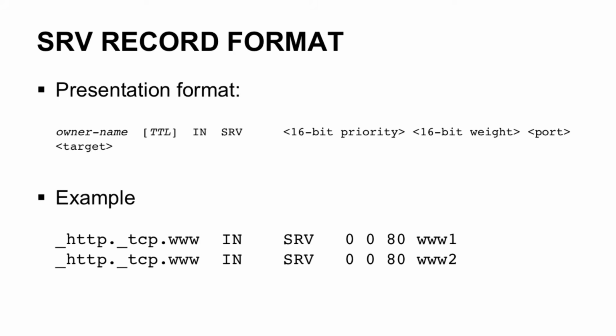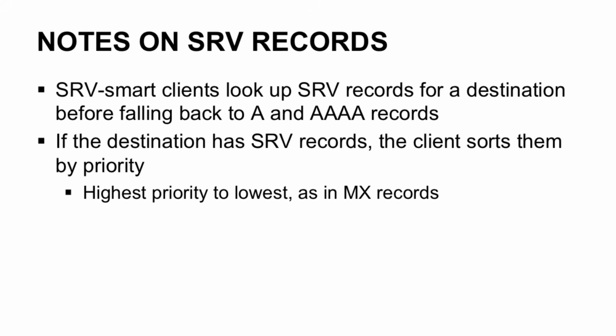SRV records also sport owner names with an unusual format, as you can see at the bottom of the slide. The first 2 labels of the domain name are the name of the service and the transport protocol it runs over, both with leading underscores. The rest of the domain name is the domain name that the client actually specified. So, for example, if you're using a web browser that looks up SRV records and type http://www.infoblox.com, the browser should look up SRV records for the domain name _http._tcp.www.infoblox.com.